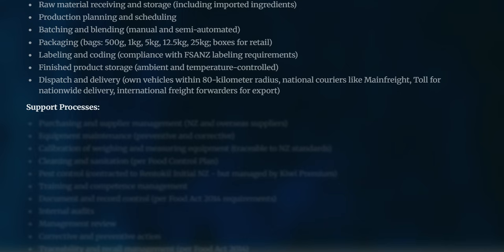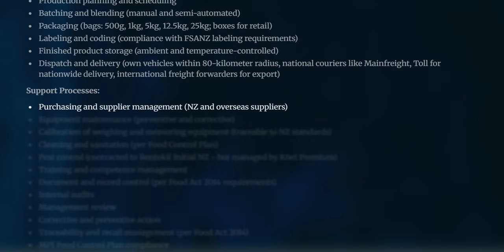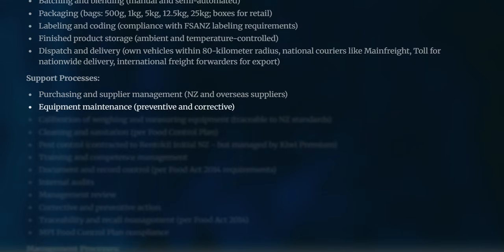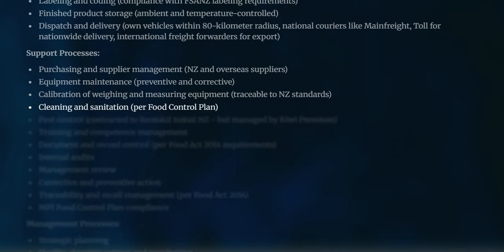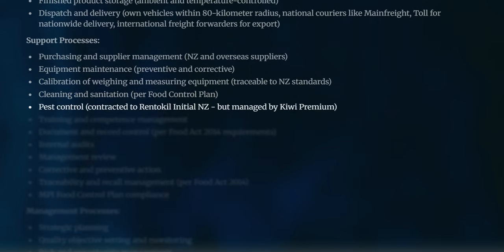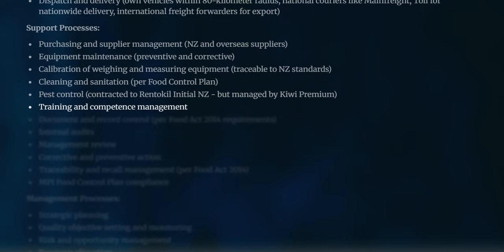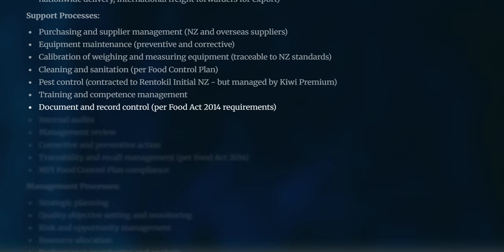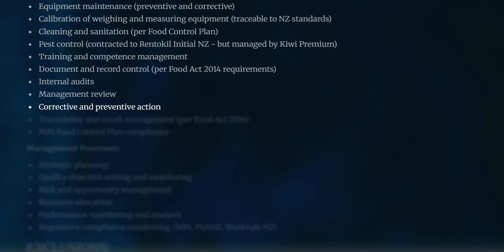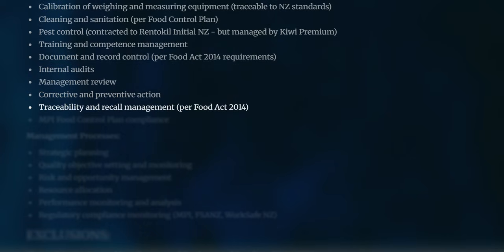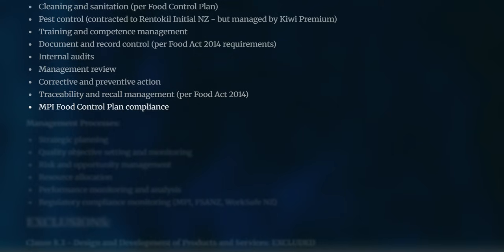For support processes: purchasing and supplier management for New Zealand and overseas suppliers, equipment maintenance, including preventative and corrective maintenance, calibration of weighing and measuring equipment traceable to New Zealand standards, cleaning and sanitation per food control plan, pest control contracted to Rentokil Initial New Zealand but managed by Kiwi Premium, training and competence management, document and record control per Food Act 2014 requirements, internal audits, management review, corrective actions and preventive actions, traceability and recall management as per Food Act 2014, and MPI food control plan compliance.